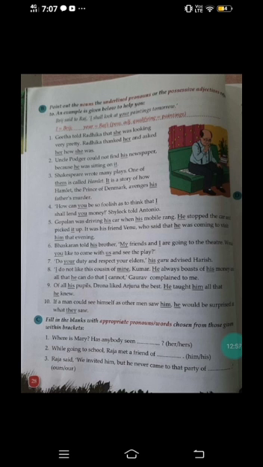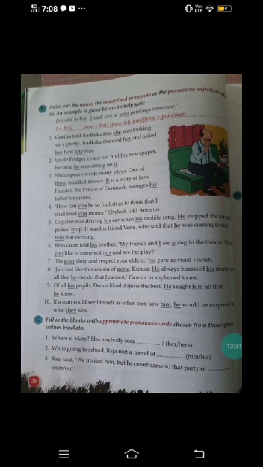Let us see the first one. "Geeta told Radhika that she was looking very pretty. Radhika thanked her and asked her how she was." What are the nouns here? Geeta and Radhika, right? Now, what are the underlined pronouns? She, her. In the first line, "Geeta told Radhika that she was looking very pretty." "She" refers to whom? Radhika, right?